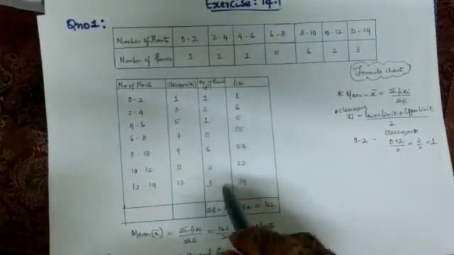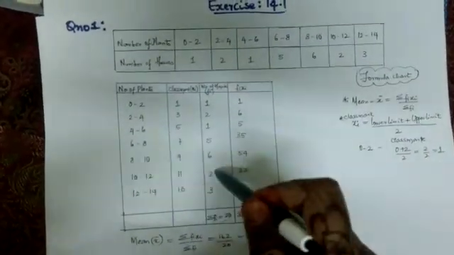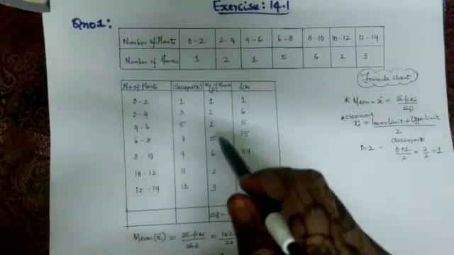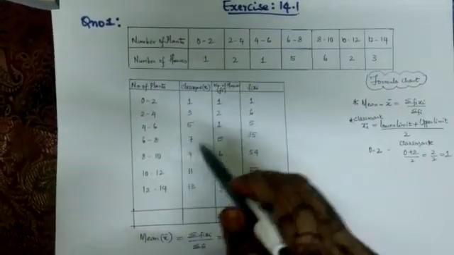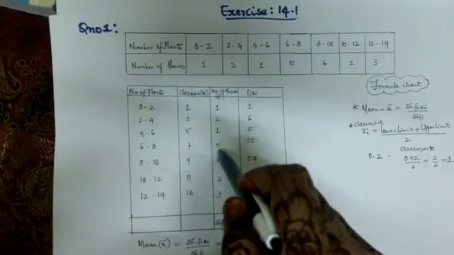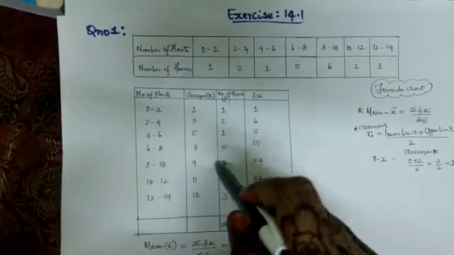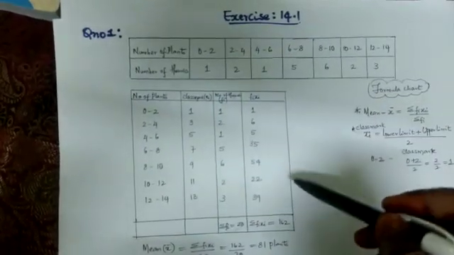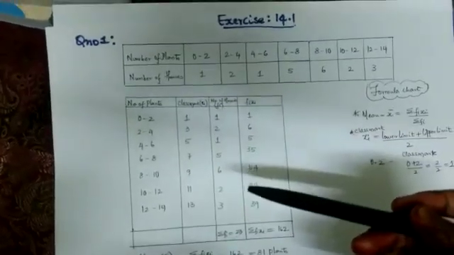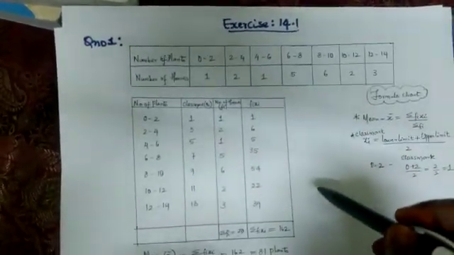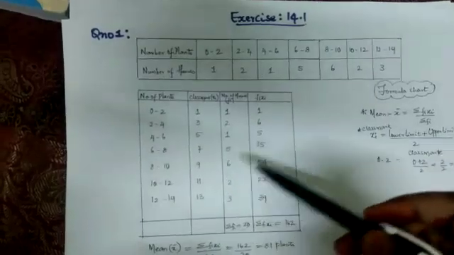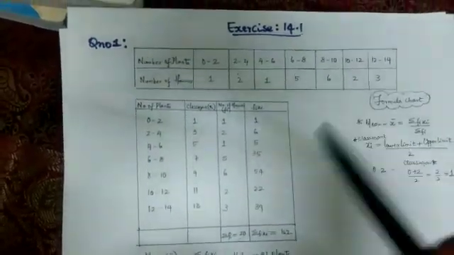Now the question that arises is, what method to use when the values of xi and fi, or xi or fi, are big values? It's nothing but our next two methods, the assumed mean method or shortcut method, and the step deviation method. So I'll now explain how to use the step deviation method or assumed mean method.